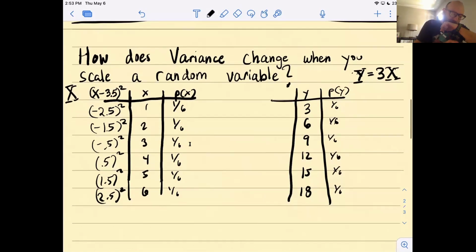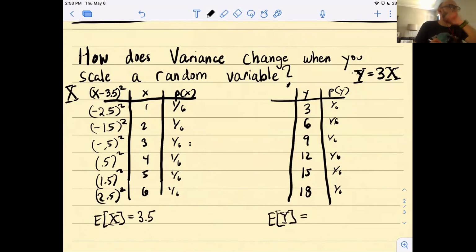So here, the expected value of x was 3.5. What do you guys think is the expected value of y? Has that changed? And what is it?